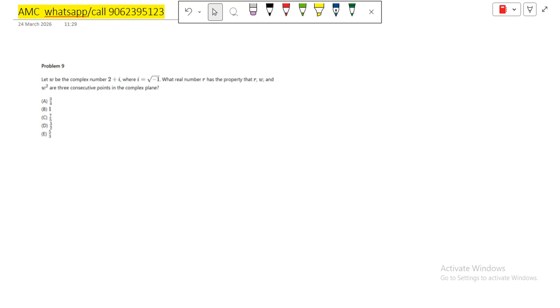Now, before we crunch the numbers, let's look at our question. So, the question says, if omega be the complex number 2 plus i, where i is equal to root of -1, what real number r has the property that r, omega and omega square are three consecutive points in the complex plane. And there are four options. Okay.